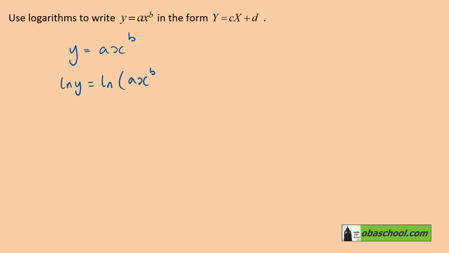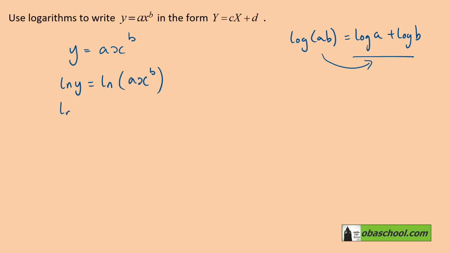ax to the b. Now we have a log law that says that log of ab is log a plus log b. It's usually stated with this part on the left, but it's the same law. And here we have a times x to the b, so I can use it to split this apart like this, and we get ln a plus ln x to the b.